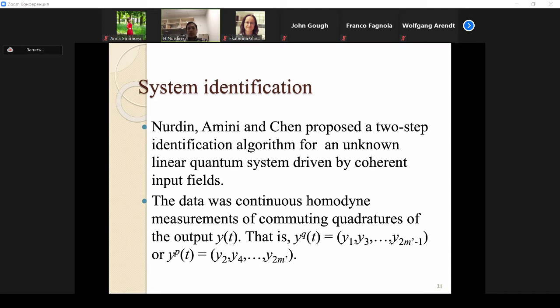This was based on data from the system, which is just a continuous measurement of commuting quantities of the output YT. For example, you can measure the commuting amplitude quantities of the M prime fields, or you can measure the phase quadrature of the M prime fields. Based on this data, you have a single record of input and output to your system with a known input, which is the coherent state that you put into the system. And then this algorithm will identify a model for your unknown system.